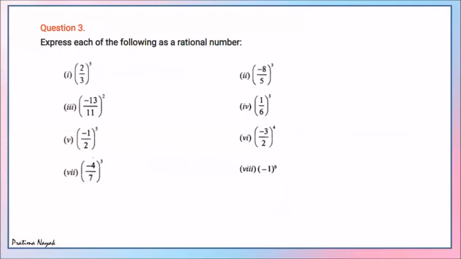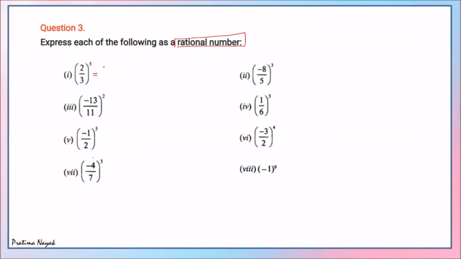Question number 3. Question number 3 is again given in power notation. You have to write it as a rational number. So the question is the opposite of it. That means we will find the simplified result.